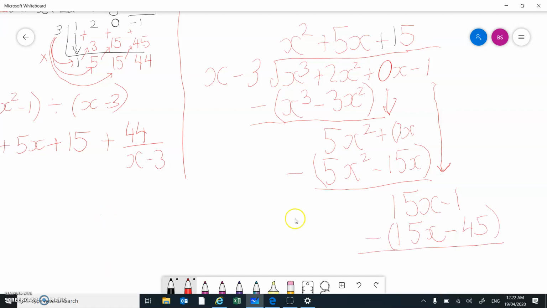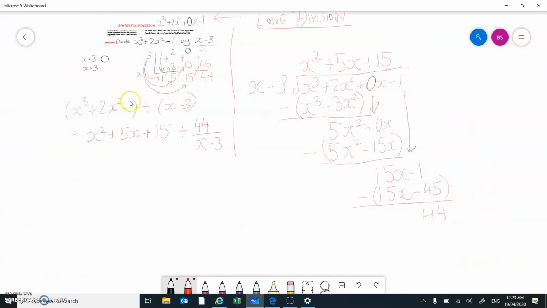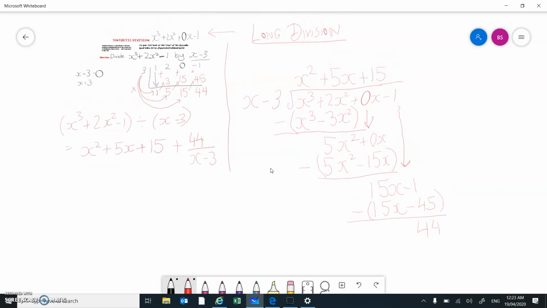Then we subtract. 15x minus 15x gives us 0. Minus 1 minus minus 45 is a plus, so minus 1 plus 45 gives us 44. You can write it out in the same way, and this is the same as the answer here: x squared plus 5x plus 15 with a remainder of 44. Okay, so you can compare the two methods. If you have a choice, and you're dividing by a linear factor, I'd probably use synthetic division, but it is up to you.